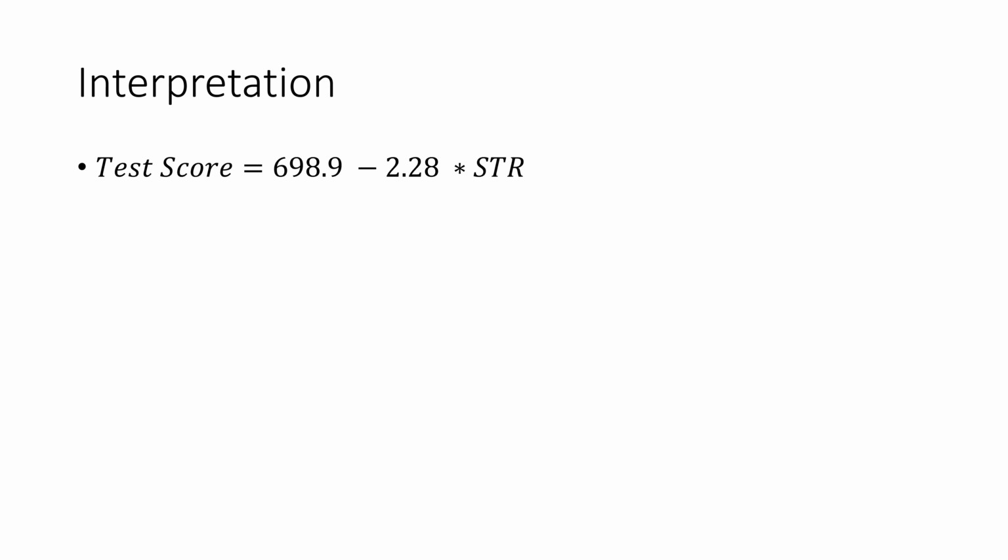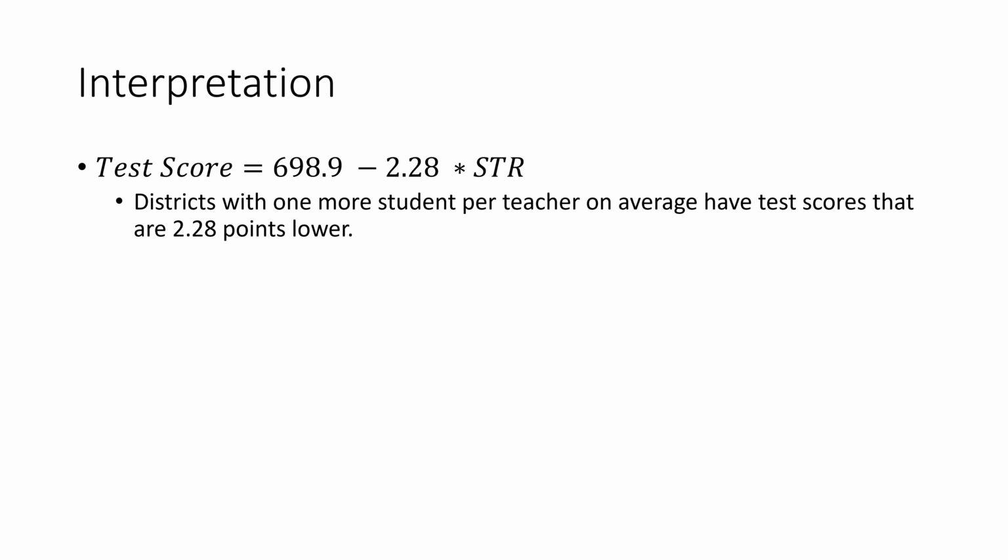So this is what the output from this regression actually looks like. How do we interpret this? Well, districts with one more student per teacher have test scores that are 2.28 points lower, right? Larger classes have lower test scores. For every additional student that you have in your class per teacher, test scores go down by 2.28, right?